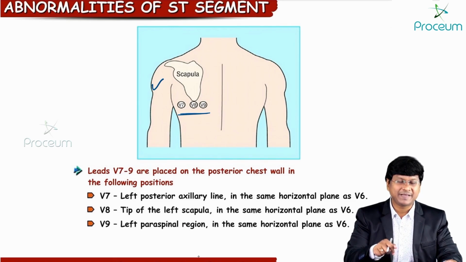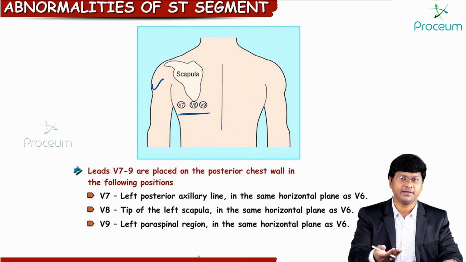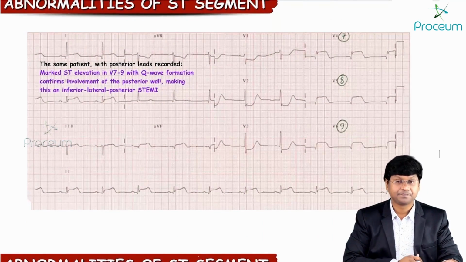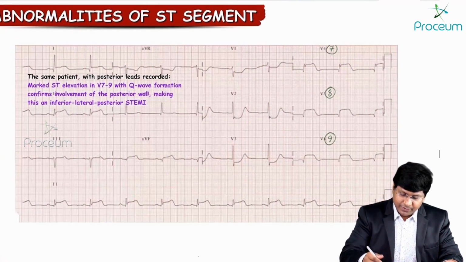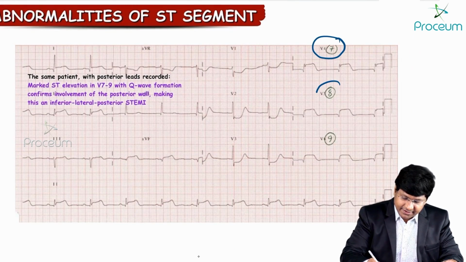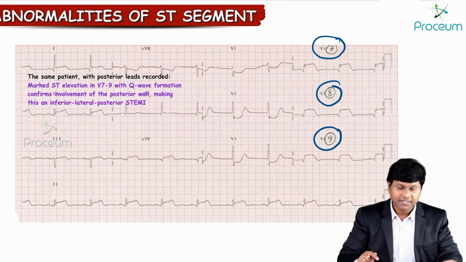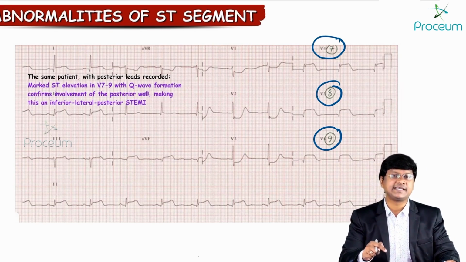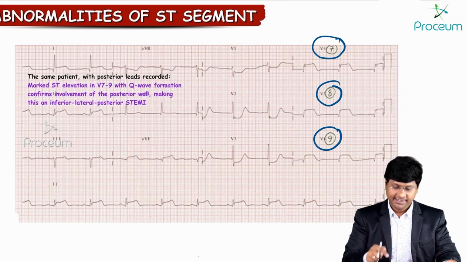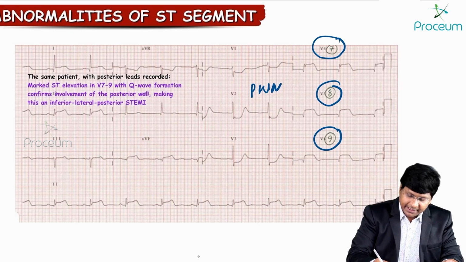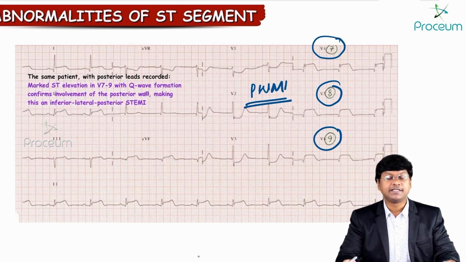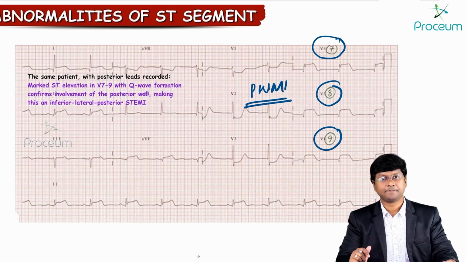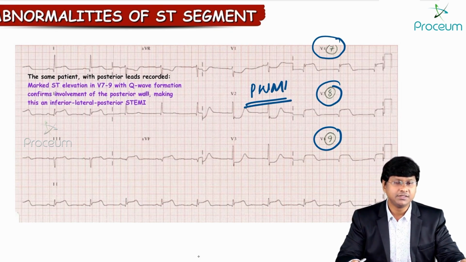Once you place the leads in this position and take the ECG in a patient with a posterior wall MI, this will be the ECG. In this, you will see ST segment elevation in V7, V8 and V9. So what is the abnormality of the ST segment? The presence of ST segment elevation in V7, V8, V9 tells you the presence of posterior wall MI. Okay, so this is about the ECG changes in posterior wall MI.